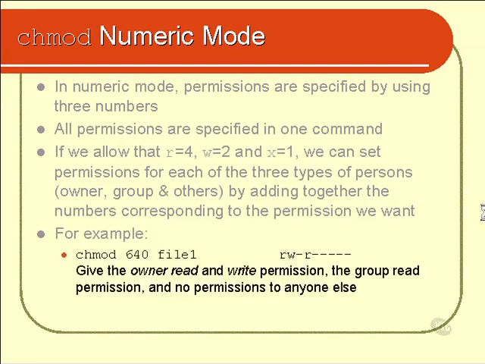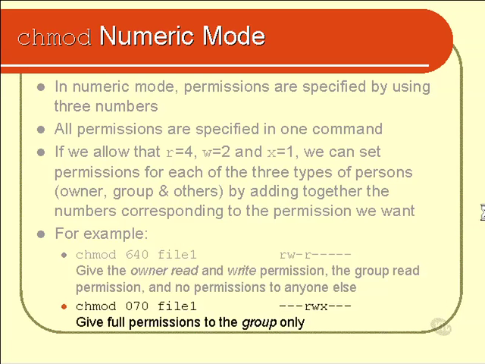chmod 640 on a file, and if you did an ls -l after you ran that command, you'd find rw-r-----. Why is that? Well, you've given 6 for the owner, and 6 is a combination of r plus w. 6 is obviously equal to 4 plus 2. So the owner gets r and w, but they don't get the x. The group gets a 4, which is just an r and not a w or an x, while everybody else gets 0, which is nothing, of course.